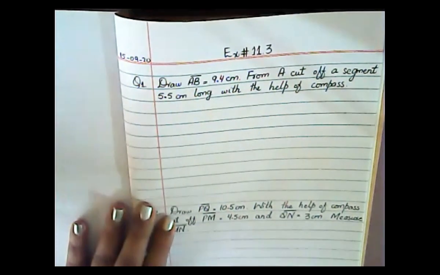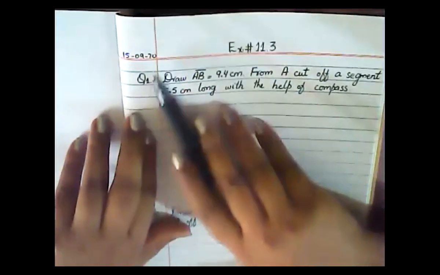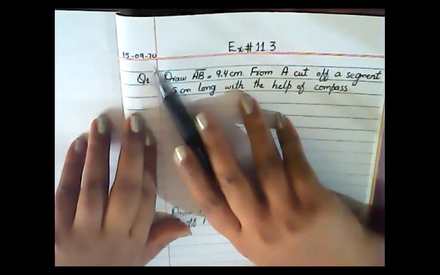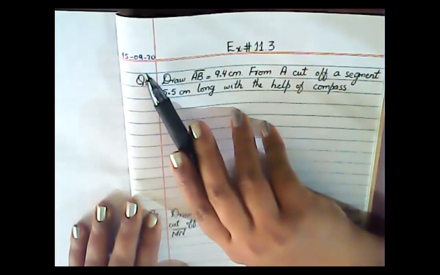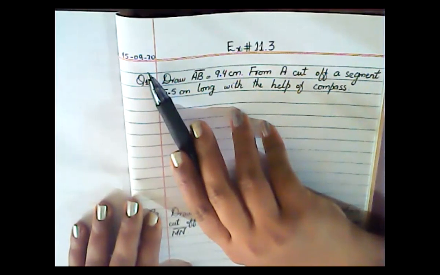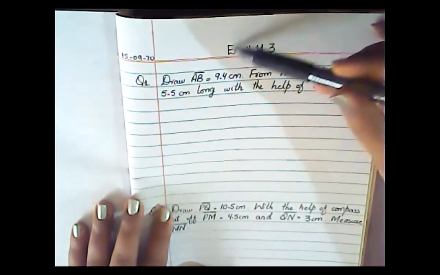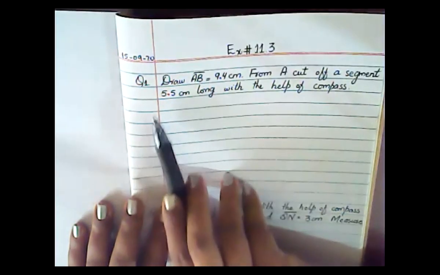Students, before starting anything, I'm going to repeat again: always start your work with the date. Most of you didn't write the date in your copies. Please mention your date before starting your work. After that, write the exercise number you are going to attempt on the red line, and then write your question number one.